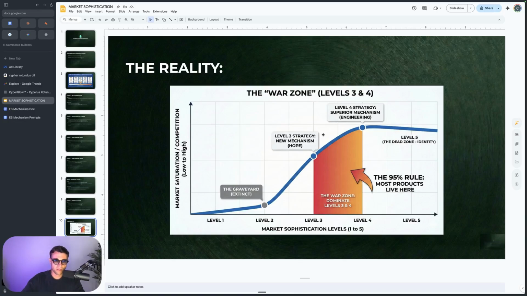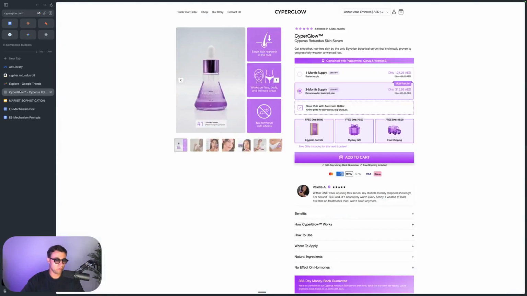So if I was launching this as a product test, there definitely still is room to just come in with essentially very, very similar messaging to what CyperGlow are doing, because you still have a very, very large TAM. But it's going to come to a point where that generic mechanism will die out, or CyperGlow will start to improve on their mechanism and start to move into a level 4 mechanism, which is going to essentially get them one leg up against all of the other competitors that are now coming into the market. So that's kind of like how I like to look at this.